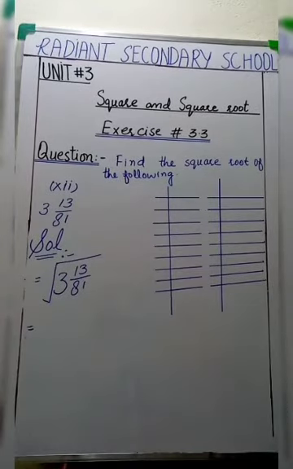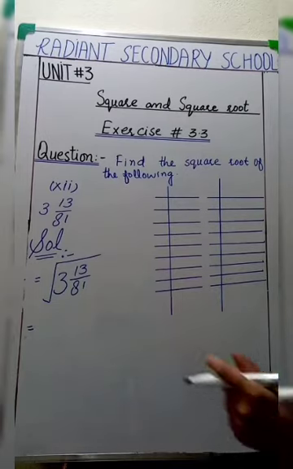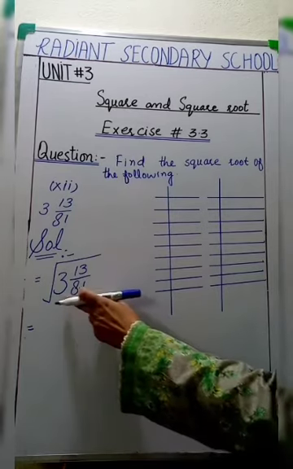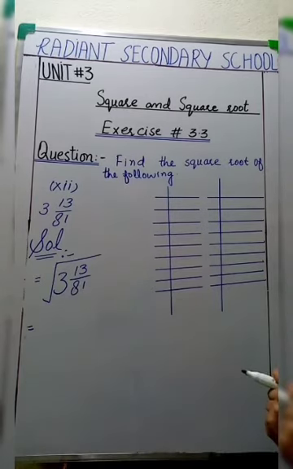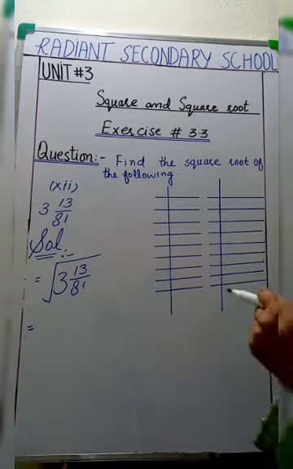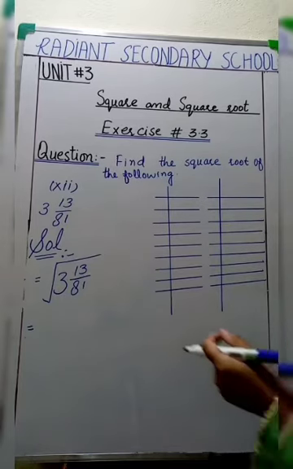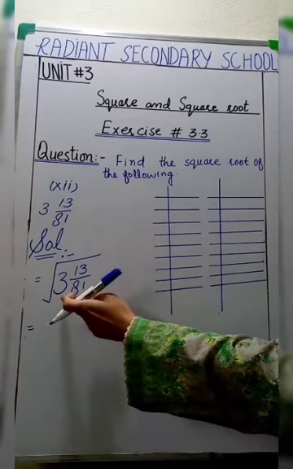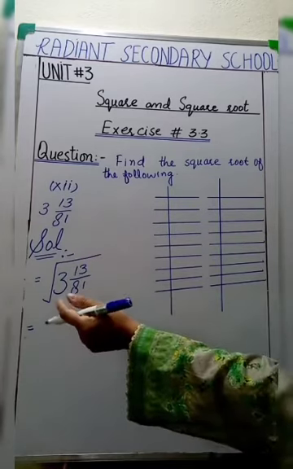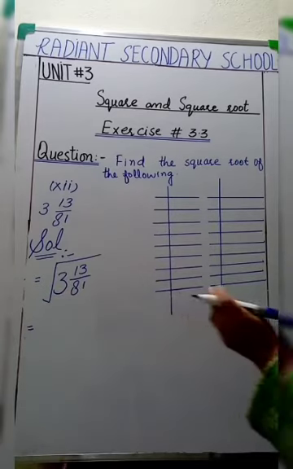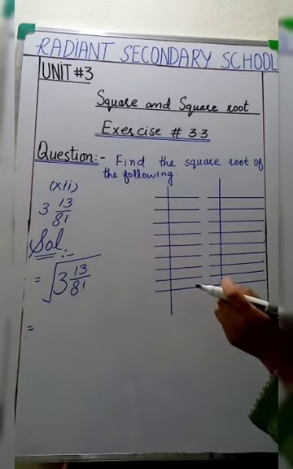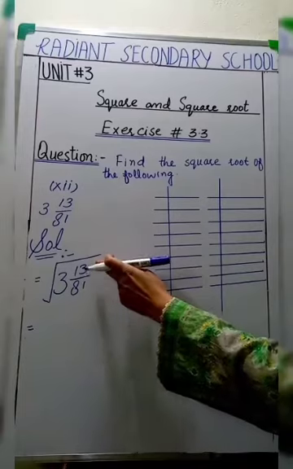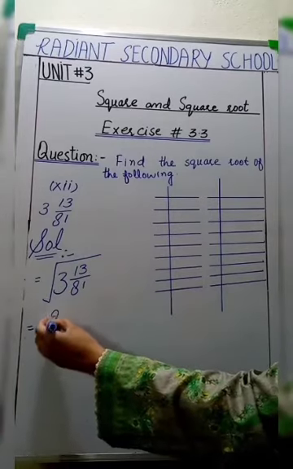Okay class, the next part is part number 12. In this part you are given a mixed fraction. To find the square root of the mixed fraction, first I will convert this mixed fraction into the improper fraction. And you know very well how you can convert it into the improper fraction. First you will multiply the denominator, that is 81, with 3 and then add 13 to it. 3 into 81 is equal to 243. 243 plus 13 is equal to 256.